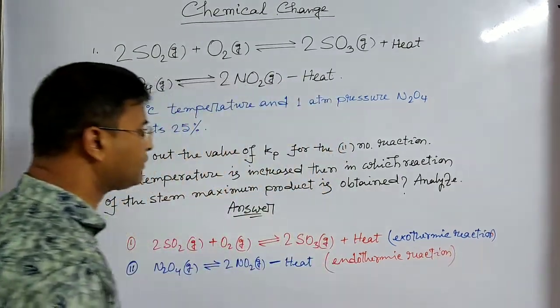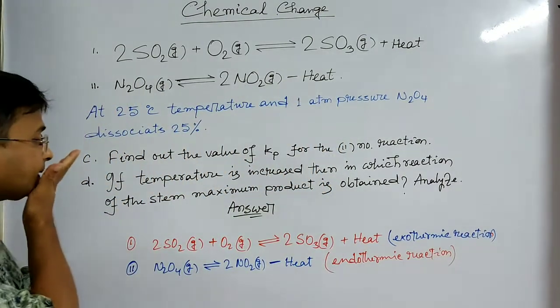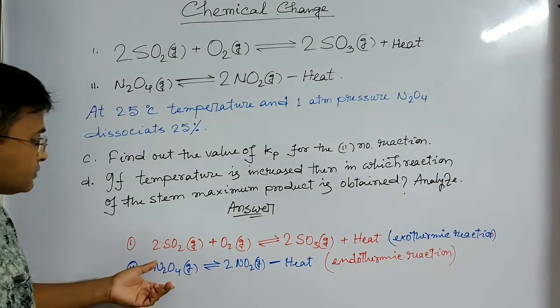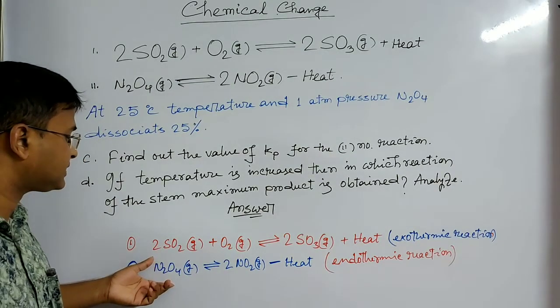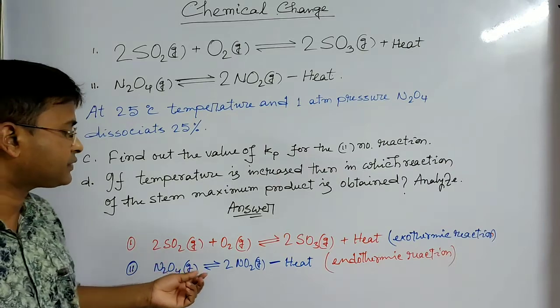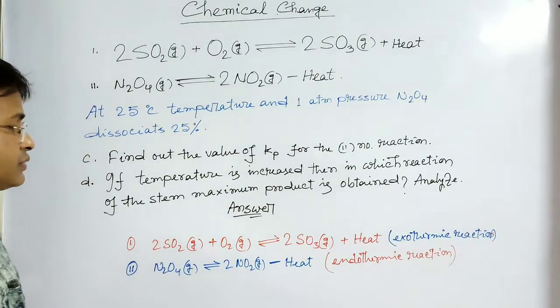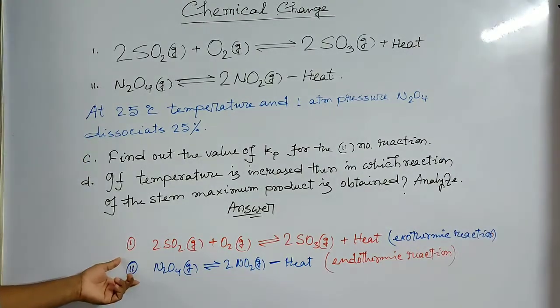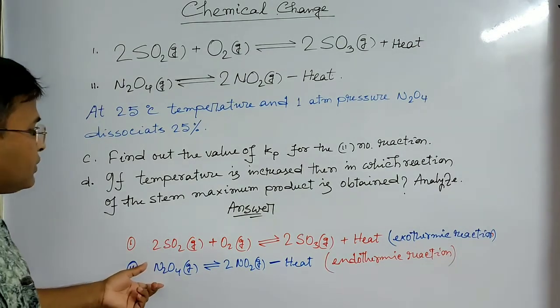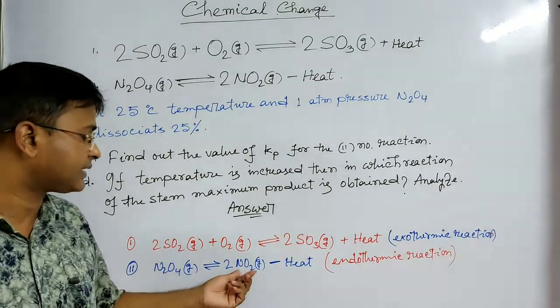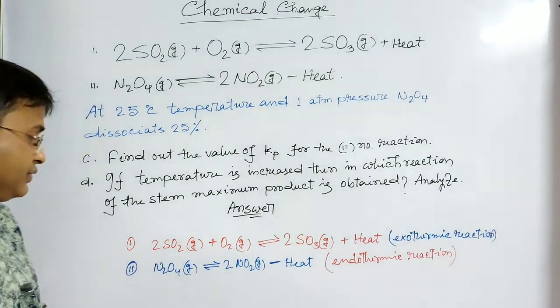My dear students, all of you know that in case of an endothermic reaction, if we increase the temperature, the equilibrium will shift forward to produce more product. So in reaction 2, if we increase the temperature, more product, I mean more nitrogen dioxide, is produced.